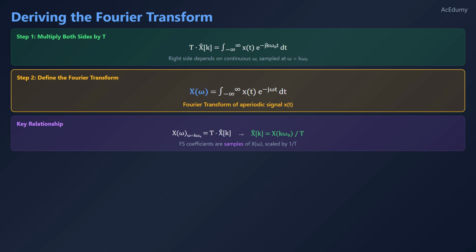So we define a new function. X(ω) equals the integral from negative infinity to infinity of x(t) e to the minus jωt dt. This is the Fourier transform of the aperiodic signal x(t). Notice the key relationship. X(ω), evaluated at ω equals kω0, gives us T times the FS coefficients of the periodic extension. In other words, the FS coefficients are samples of X(ω) divided by T. x̃[k] equals X(kω0) divided by T.